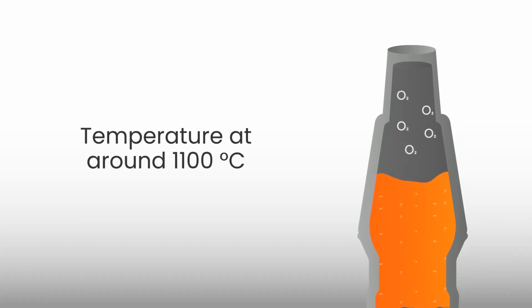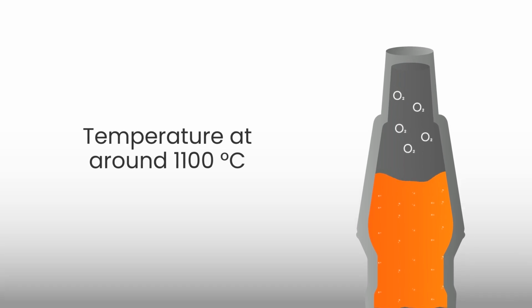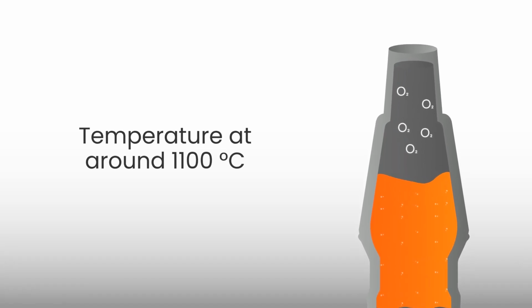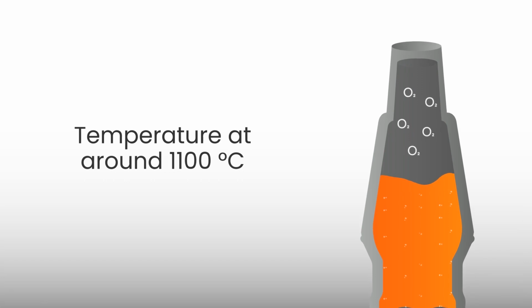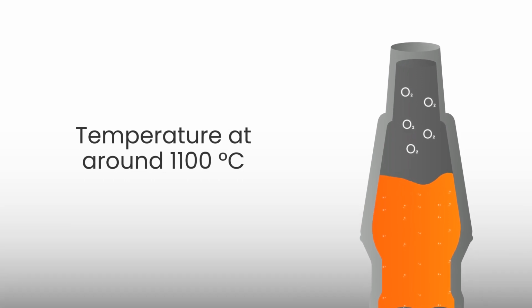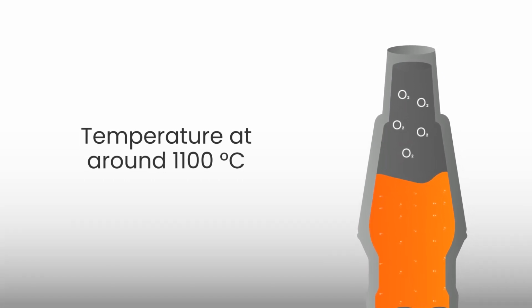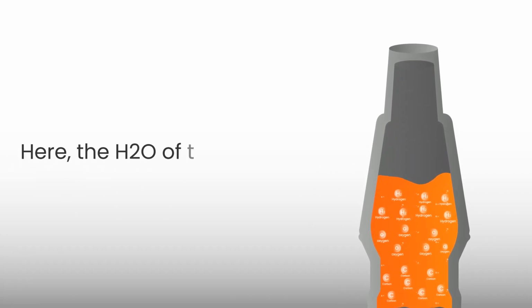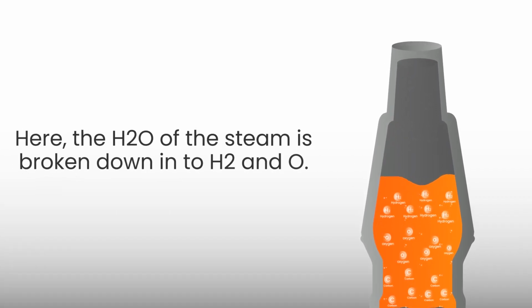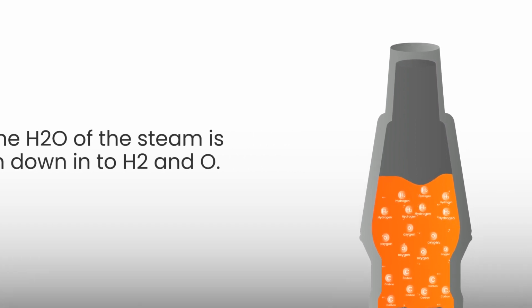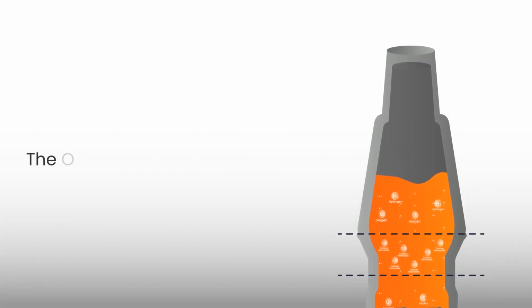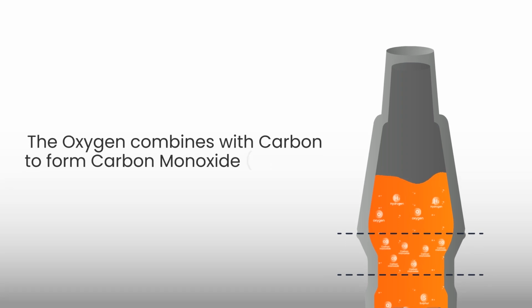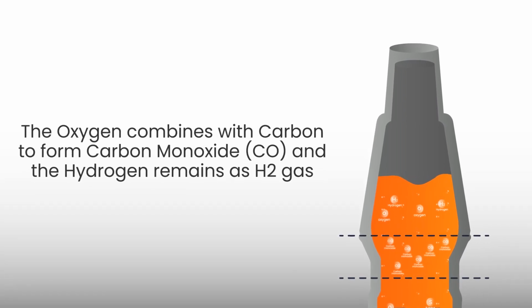Finally, there is an injection of limited amounts of oxygen and steam that leads to a heat-producing or exothermic reaction. This maintains the temperature at around 1100 degrees Celsius, but crucially does not allow combustion due to the limited oxygen environment. This prevents the system from directly generating greenhouse gas emissions. In this step, the water of the steam is broken down into hydrogen gas and oxygen.